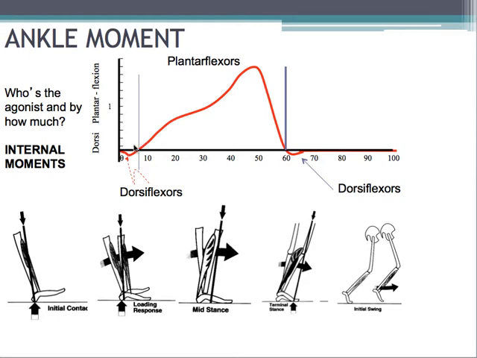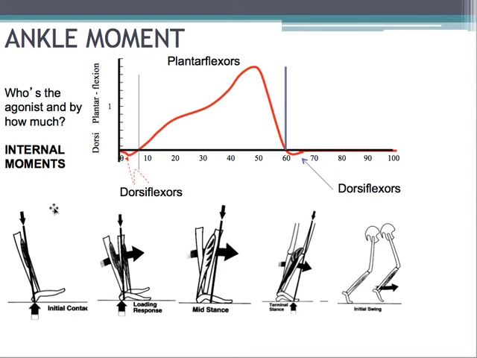So now we're going to look at a typical ankle moment graph. Again, the 0 point on this graph is initial contact. The 100% point here to the right is the subsequent initial contact, and 60% marks the toe off point during that one cycle. So from 0 to 60% is the stance phase, and from 60 to 100% is the swing phase. We can note here that the internal plantar flexion moment is plotted as positive on the y-axis, and the internal dorsiflexion moment is plotted as negative.